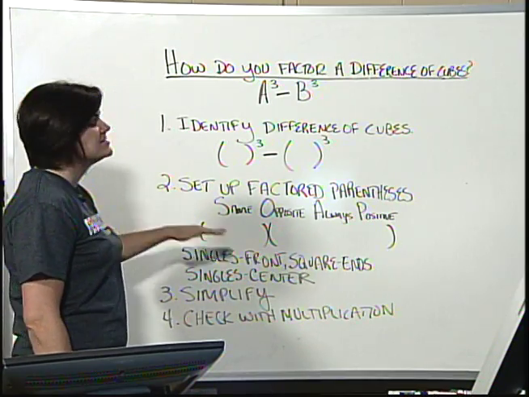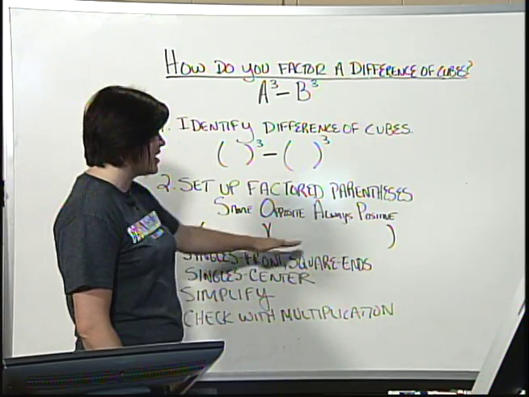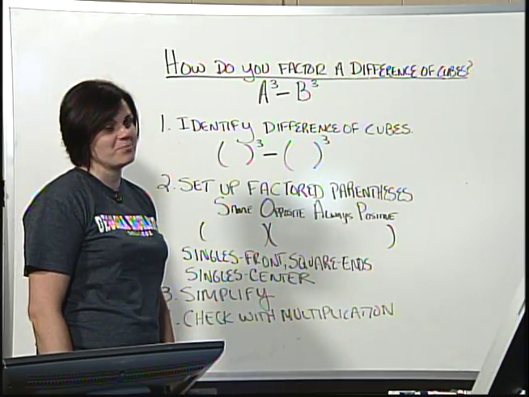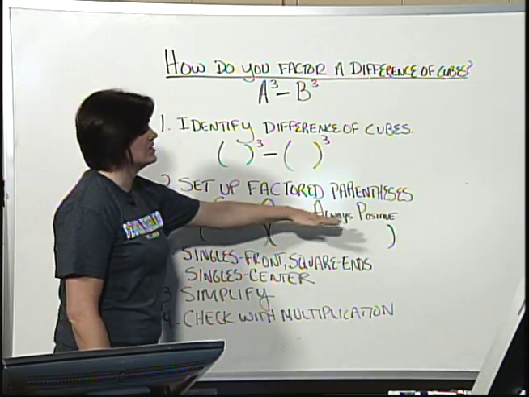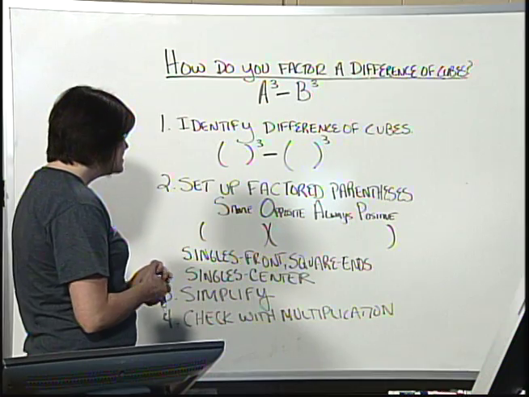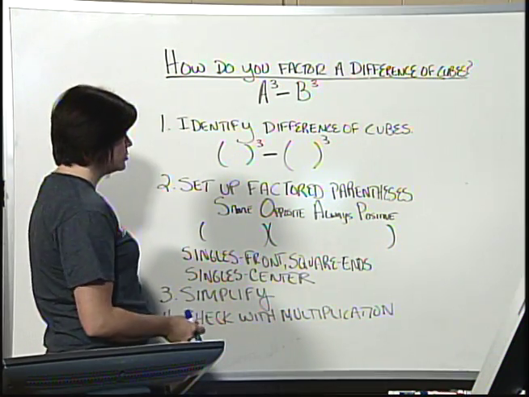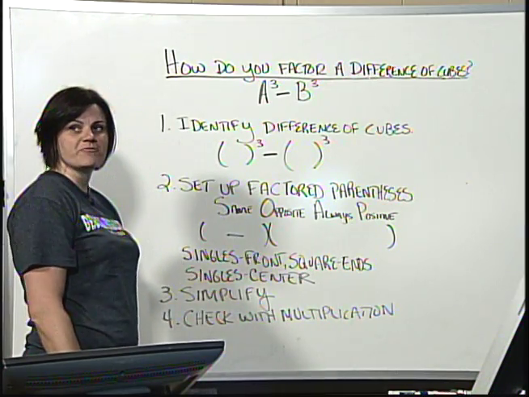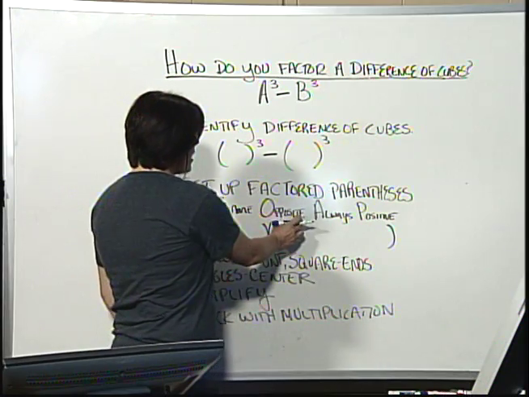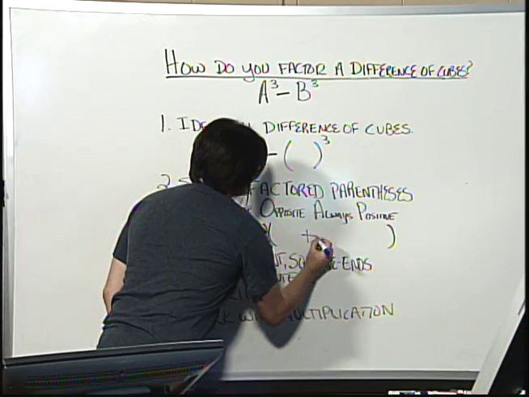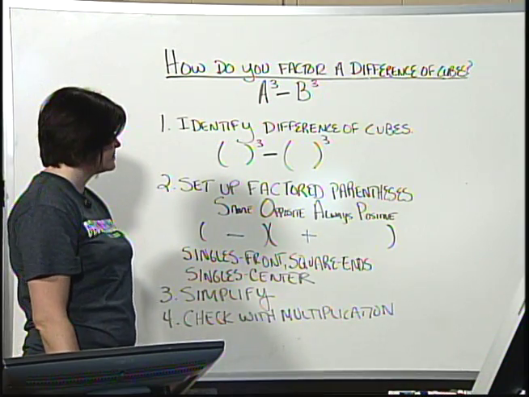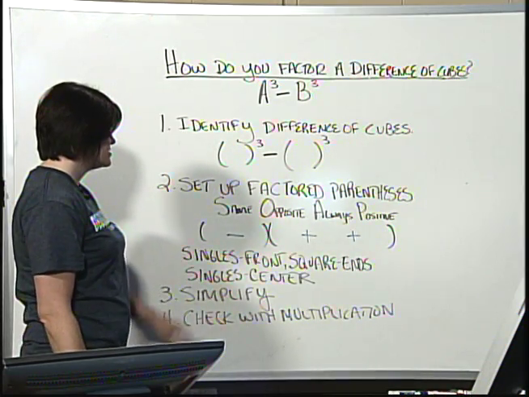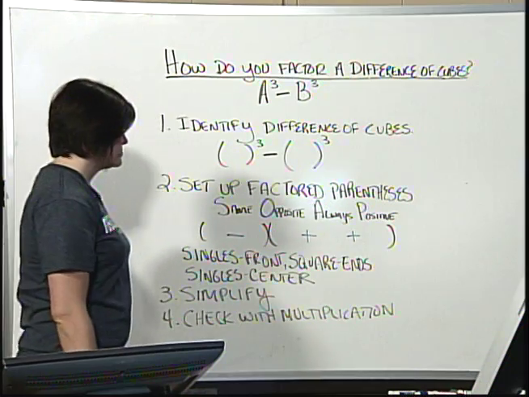You start by setting up your parentheses, a short one out front and then a long one. And then, as you know, you should always use SOAP. So, same, opposite, always positive. This time, since we're factoring a difference of cubes, the same sign is subtraction. So that goes in the first set of parentheses. Then the opposite sign begins the second set. So we put a plus sign there. And then finally, that last term is always positive. So same, opposite, always positive.